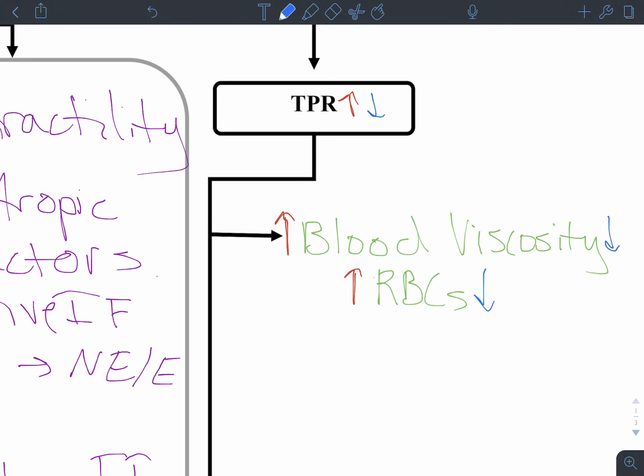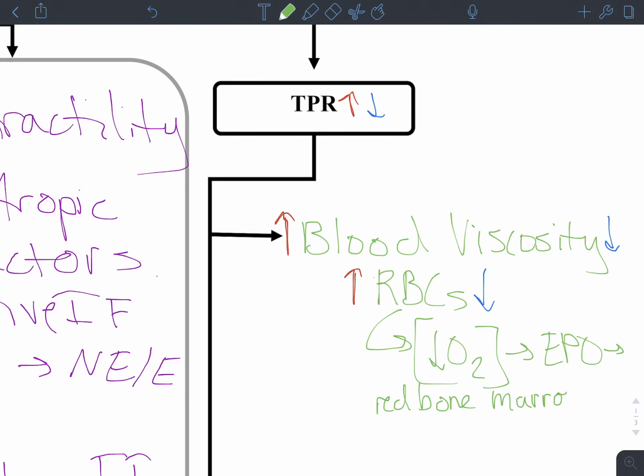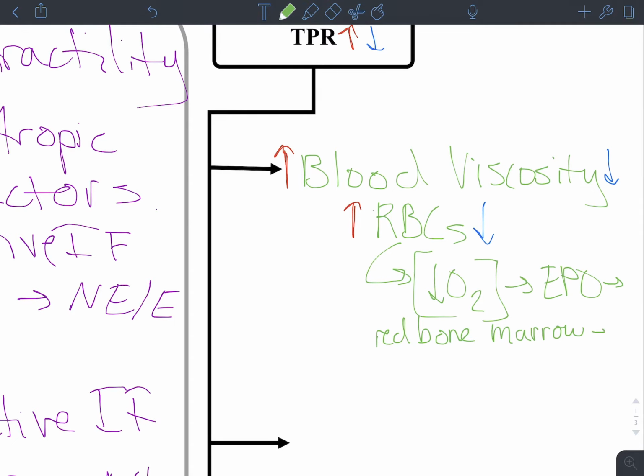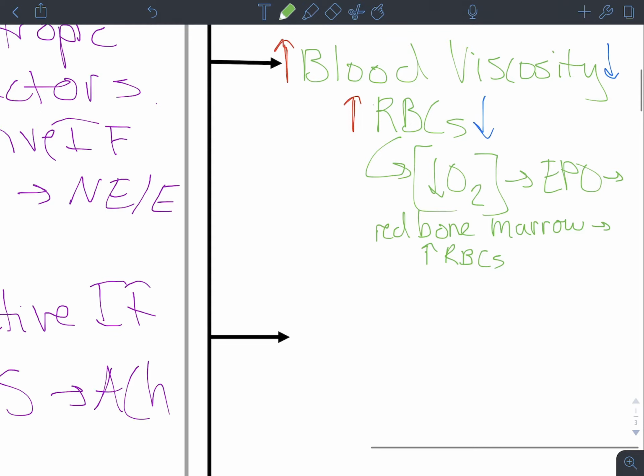And what are ways that we can actually change how many red blood cells we have? Well, the kidney can respond to low O2 concentrations, and in turn release EPO, and EPO will go to the red bone marrow and tell the red bone marrow to use its stem cells and produce more erythrocytes, or red blood cells. Perfect. Okay. The second thing that can affect total peripheral resistance is turbulence.